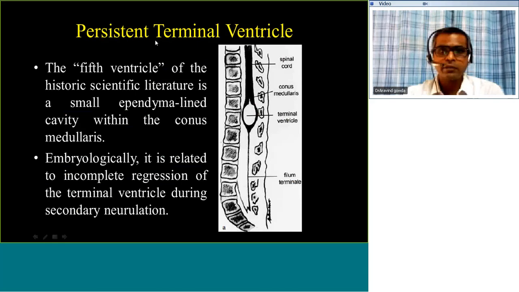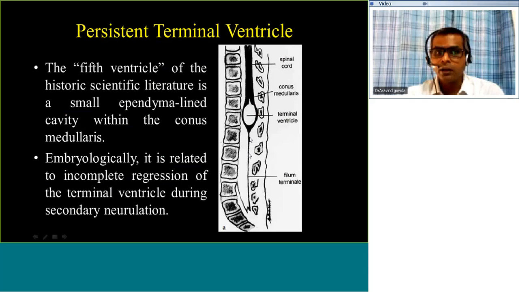Whereas the close differential diagnosis for the persistent terminal ventricle is myelocystocele, which will be terminal myelocystocele, which is usually seen at the filar level, at the lower level. So in the terminal myelocystocele, it will be below the level of the conus medullaris, whereas in the persistent terminal ventricle, it will be at the level of the conus medullaris, and it is due to the incomplete regression of the terminal ventricle during the secondary neurulation.